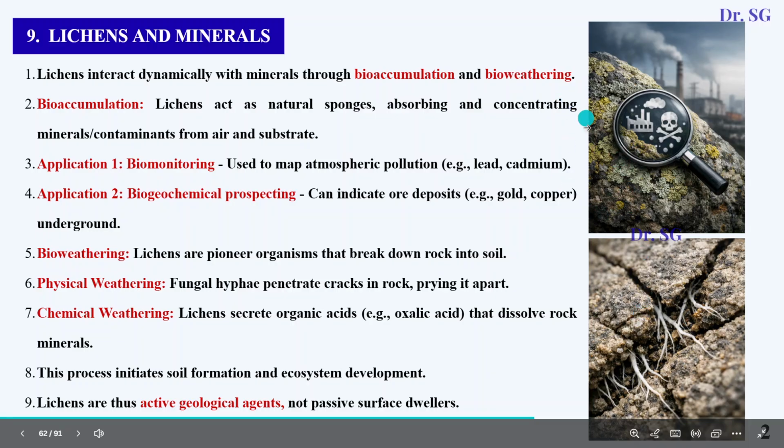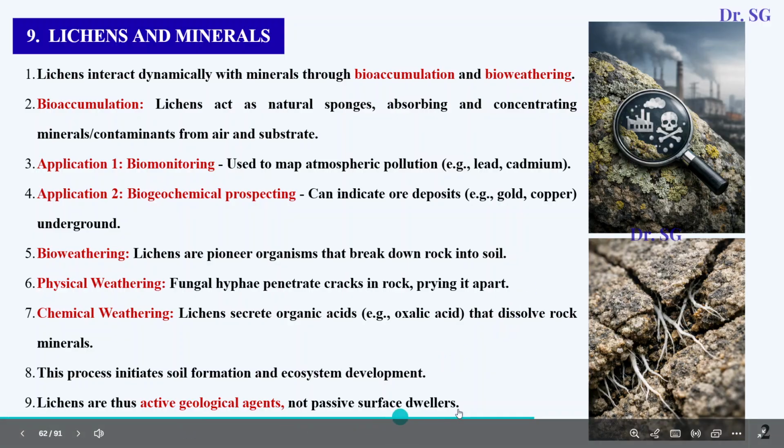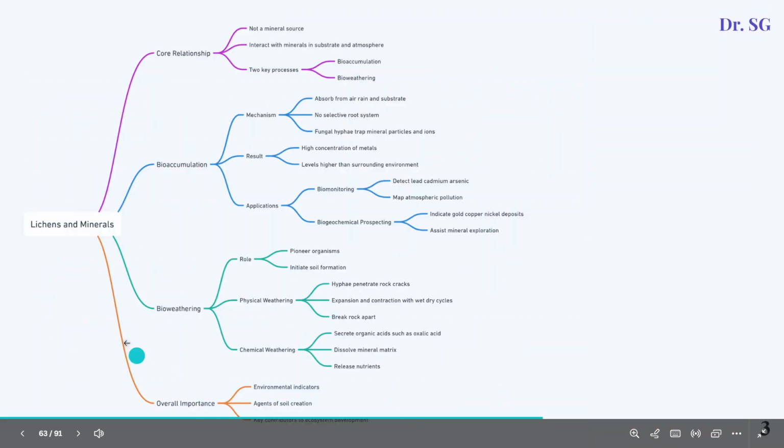So if the place is highly contaminated, you can see in the background there is much pollution. In those areas, lichens may not be present. They start absorbing, and at one point of time they will disappear from the place. So lichens are active geological agents, not just passive surface dwellers. And this is the mind map. One can make use of it.